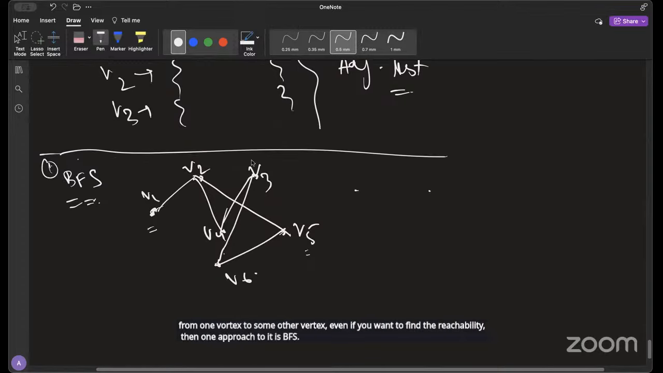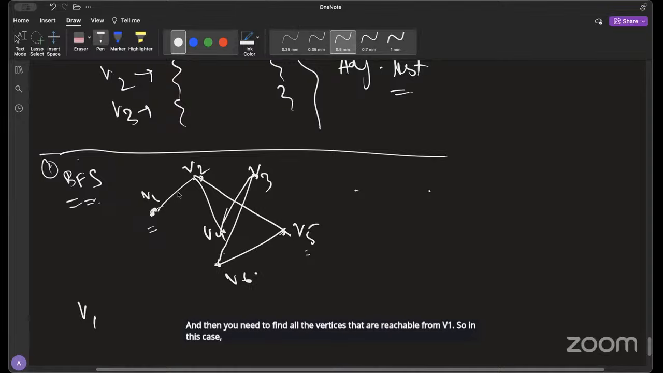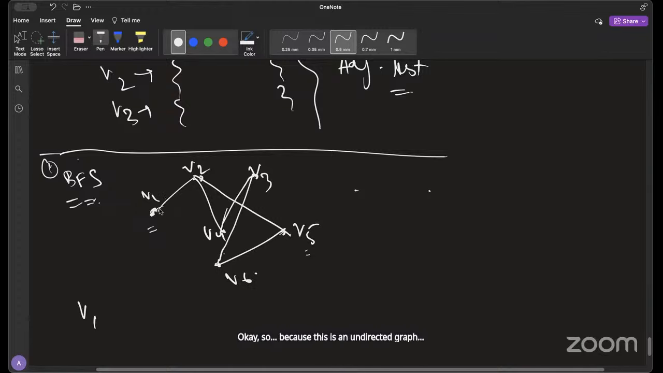In a BFS approach, you start with, let's say, V1, and then you need to find all the vertices that are reachable from V1. In this case, because this is an undirected graph, we consider it to be from this to this as well, and from this side to this side as well.